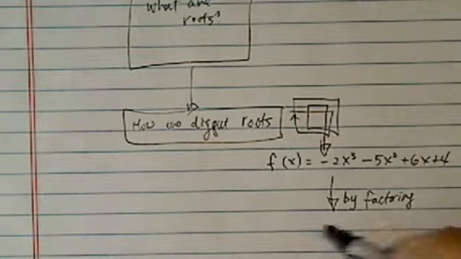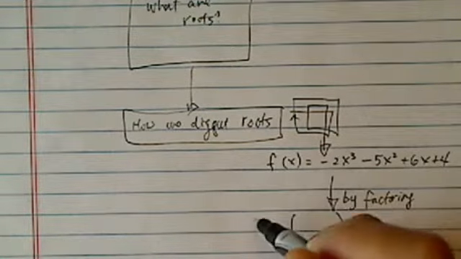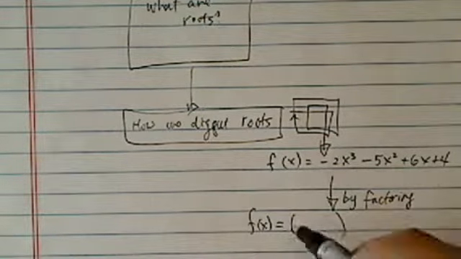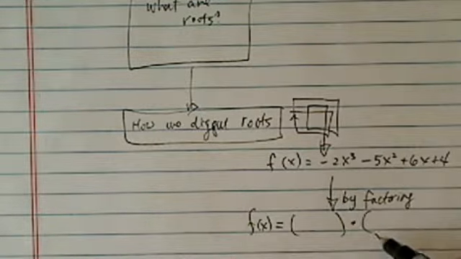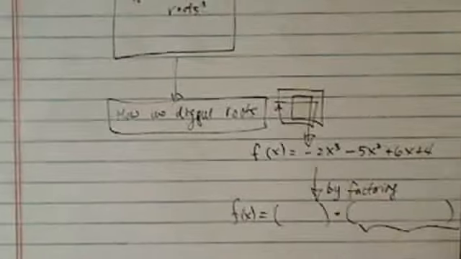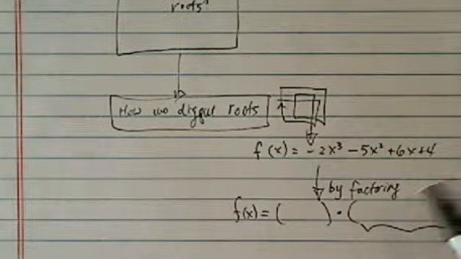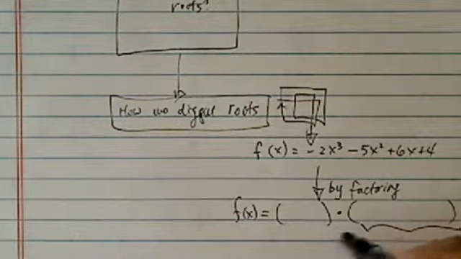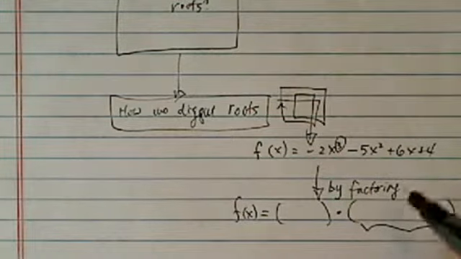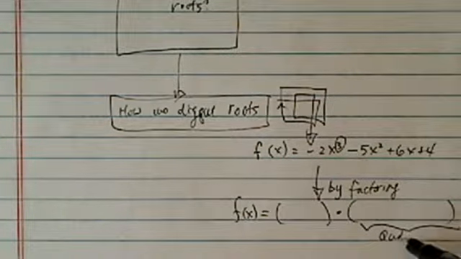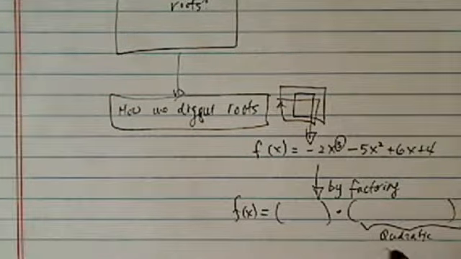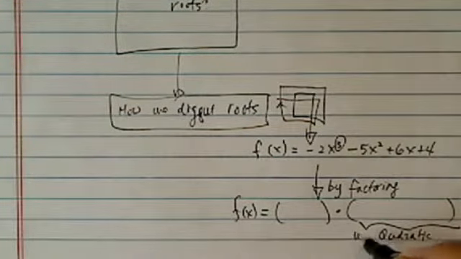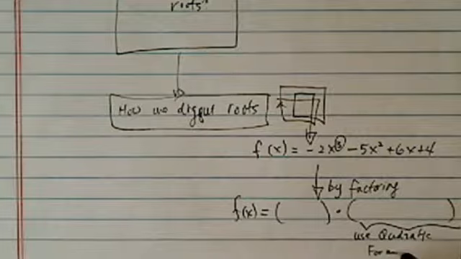So we rewrite f(x) as equal to something simple times something else. Because we can factor and reduce the degree by 1, we go from degree 3 down to the quadratic here. Why do we want to reduce to quadratic? Because we have the quadratic formula. Then we can use the quadratic formula on this.